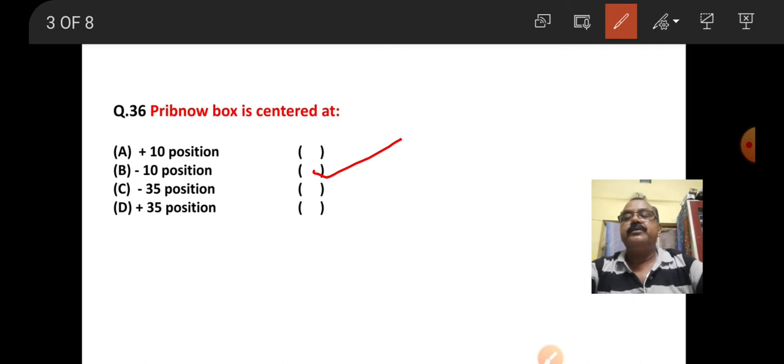Friends, Pribnow box is a sequence of thymine and adenine nucleotides in a 6 nucleotide sequence, which is the essential part of a promoter site on DNA for transcription to occur in bacteria. In bacteria, the Pribnow box is located at minus 10 position.